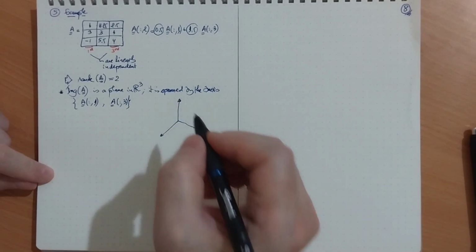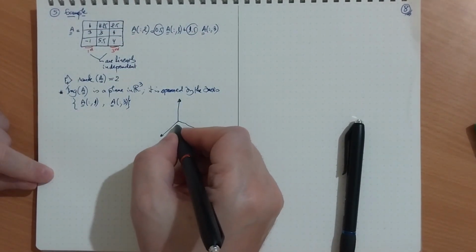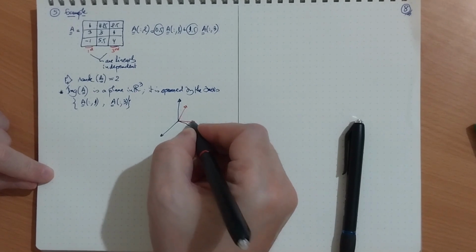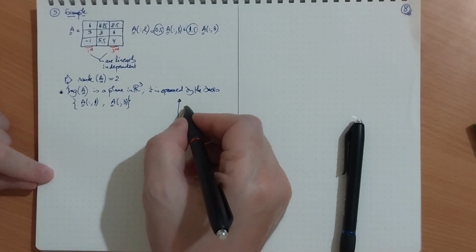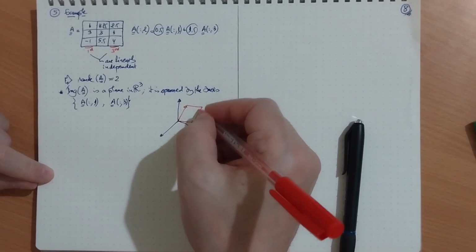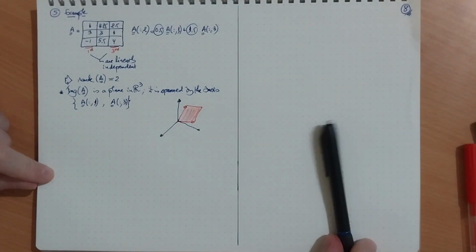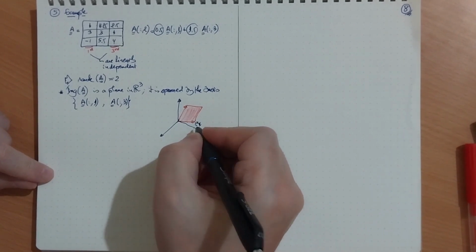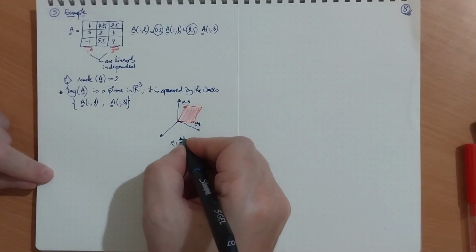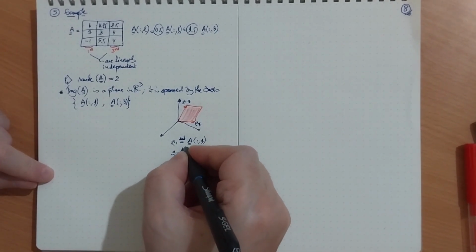This is R3. For example, I will not follow exactly the values, but something like that. This is a plane spanned by, for example, A1, the first column, and A3, the third column. A1 is by definition the first column, and A3 is by definition the third column.